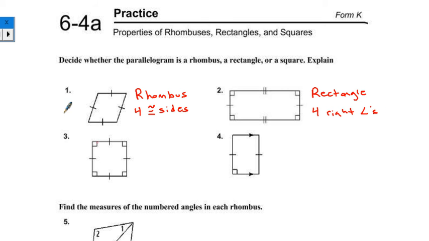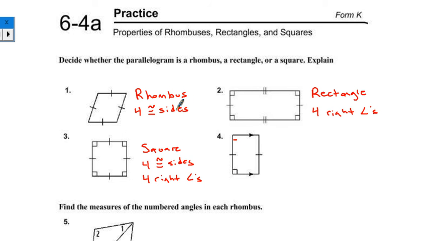The next one has both the right angles and the 4 congruent sides. Because of that, that makes that a square. So that is because it has 4 congruent sides and it has 4 right angles. You have to put both, guys. Have to put both.